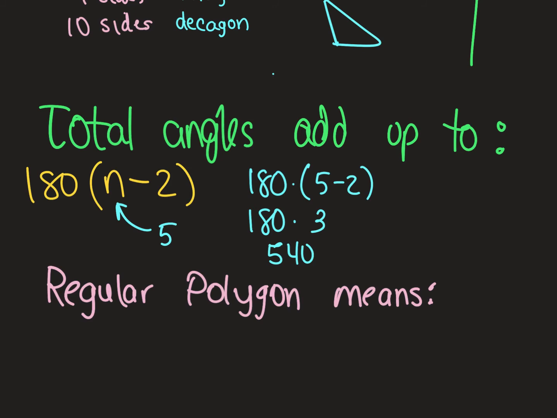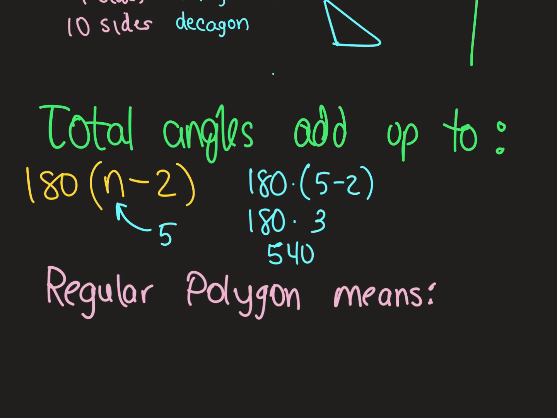So instead of telling you the total angles for every shape, I'm telling you the rule. How do you find it? And then you'll know you can use this rule for anything. 3 sides if you forget triangles, 4 sides if you forget quadrilaterals, or 24 sides. You'll know what to do.